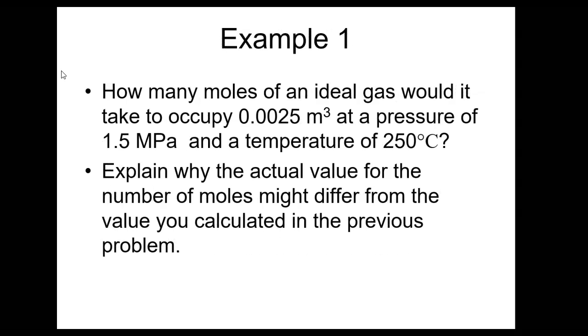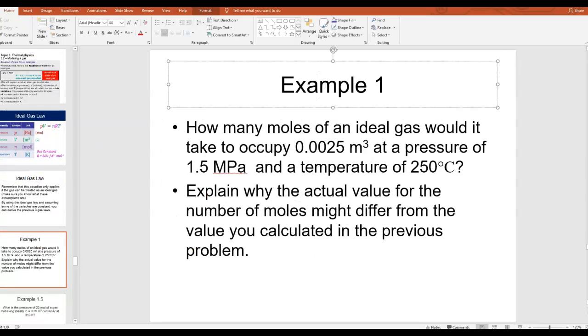Okay, so first we're just going to do a very, very basic example. This is example 1, and it says how many moles of an ideal gas would it take to occupy 0.0025 cubic meters at a pressure of 1.5 MPa? This big M is mega, so that's megapascals, and a temperature of 250 degrees Celsius. And then there's an explanation question that we'll get to here in just a second.